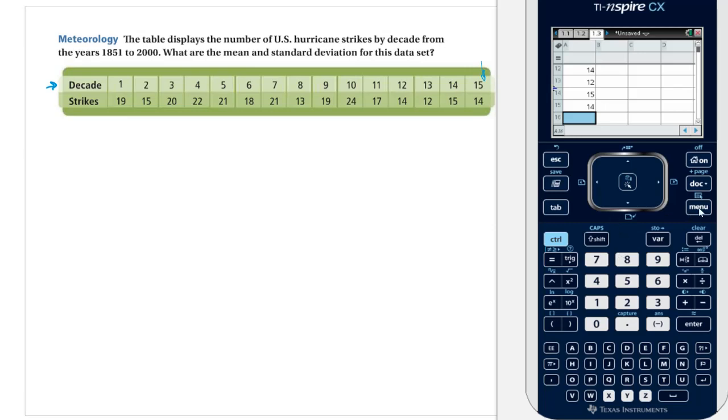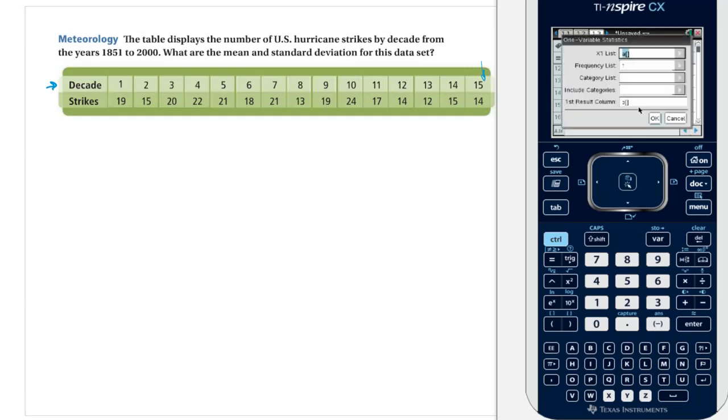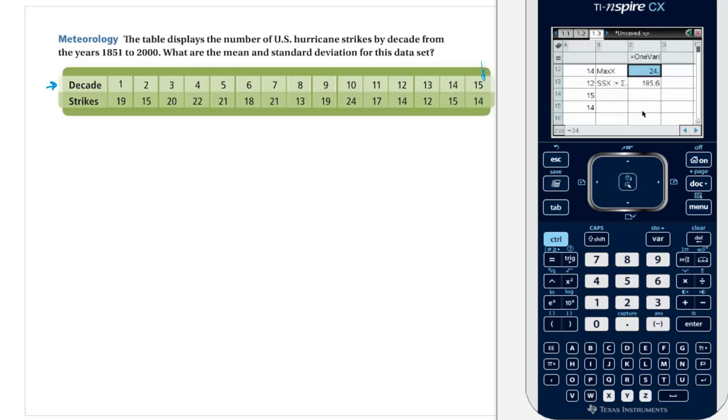And then I'm going to go over to the menu and statistics, stat calculations, one variable statistics once more, and then we're going to hit OK and OK, and then we just need to go up so we can see the two statistics that we're looking for. They wanted the mean and the standard deviation, so I'm up at the mean right there.